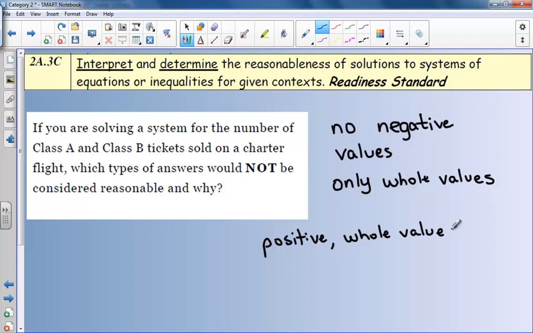There probably would also be an upper limit. If you think about a charter flight, there is not an infinite number of tickets to be sold. Now in this situation we don't know the size of the charter flight to set that limit, but it would not be infinite, to be sure, because there's a limited number of seats available. We would need a little bit more information to tell exactly where to stop, but you can tell for sure that they are positive whole values. So if you were to set up a problem like that and you got negative values, or you got decimals, then you would have to throw the answer out.